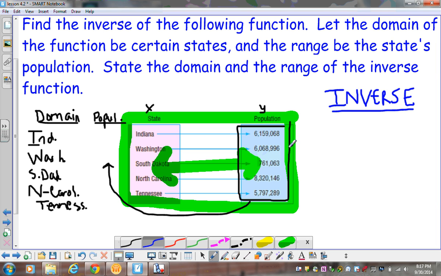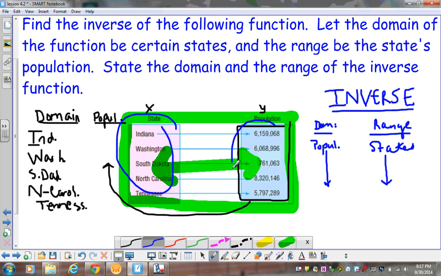So now my original domains are going to become my new ranges, and my original population, my original range values will become my new domain. So my new domain is going to be all of my population, and we would list out every single one of these individually. We wouldn't just write population. And then my new range of my inverse is going to be all of my states. So I'm going to list out every single one of those as well. So again, my inverse is going to take all of my x's and all of my y's and flip them. All right, so that's just looking at a mapping example.